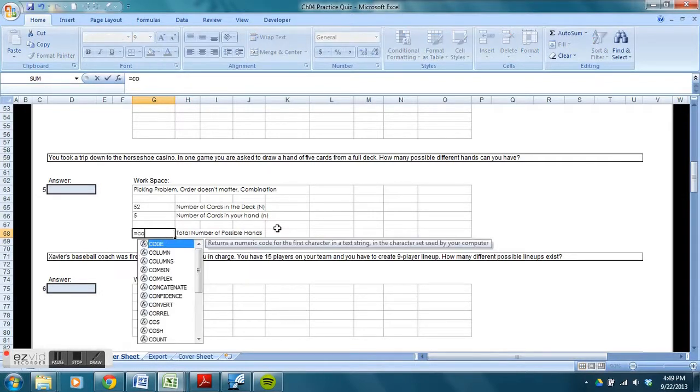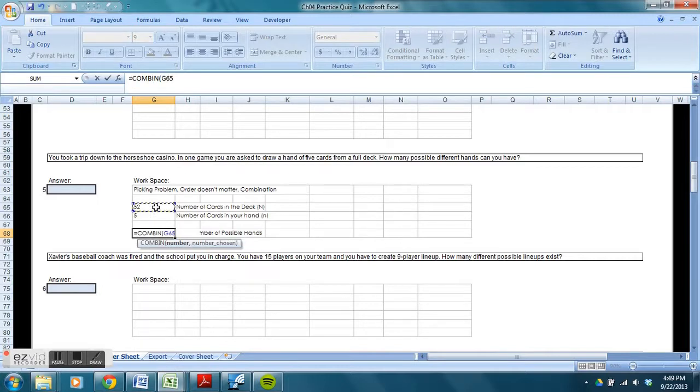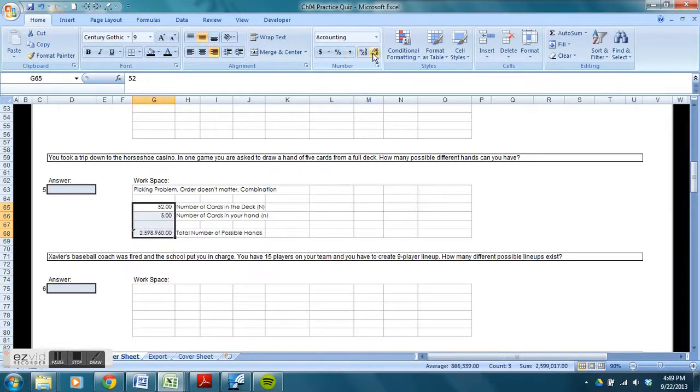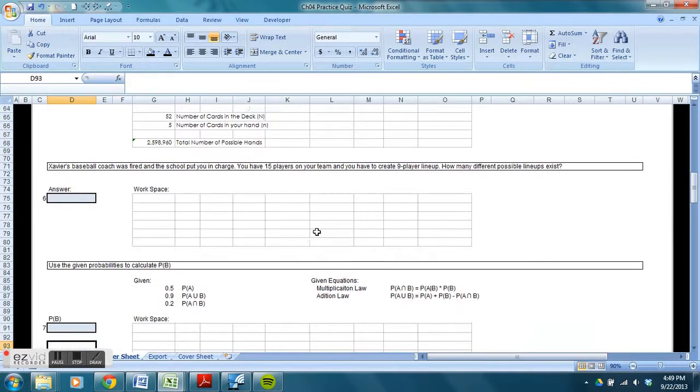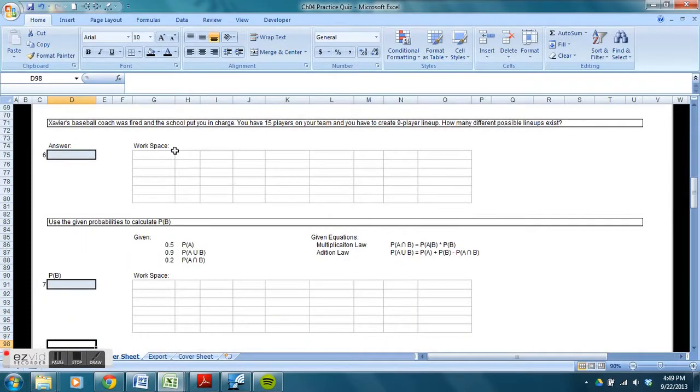So let's bring these over here, and we can add commas and get rid of the decimal points. Looks pretty good to me. And set that equal to our answer. Looks good. Next problem. Xavier's baseball coach was fired and the school puts you in charge. You have 15 players on your team. You have to create a 9-player lineup. How many different possible lineups exist?